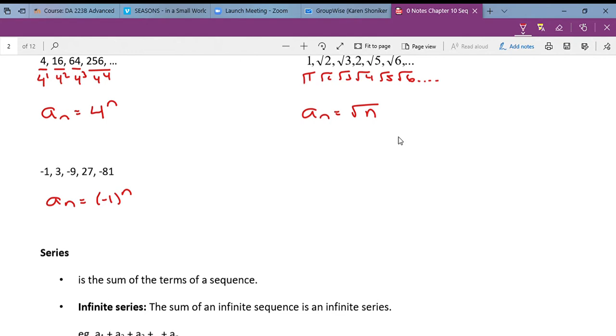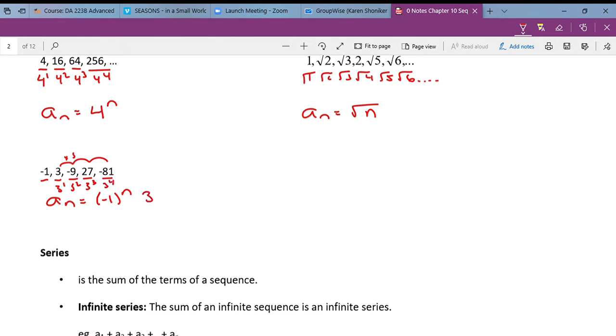Then I look at these numbers and I notice that it goes 1, then it goes 3, 9, 27, and 81. And when I see the 3, 9, 27, and 81, I know that between each of these I'm multiplying by 3. So this must be 3 to the 1, this is 3 to the 2, this is 3 to the 3, and this is 3 to the 4.